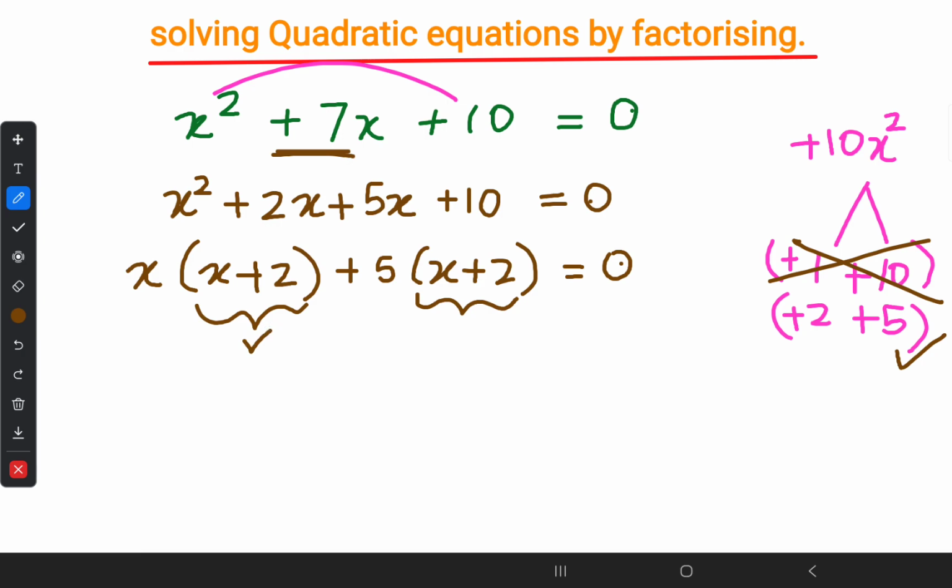Since these are the same, we can write it as a common one. x plus 2 times x plus 5 equals 0. Nothing new until here. You know how to do the factorization already. To recall that, I explained a question. So x plus 2 times x plus 5 equals 0.